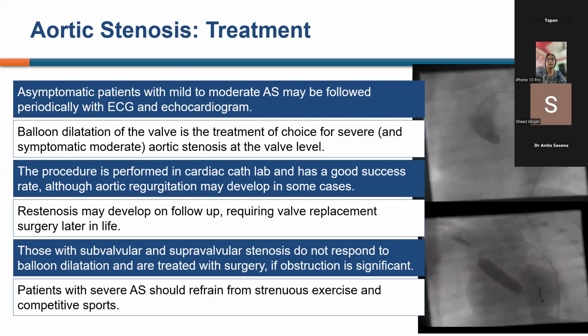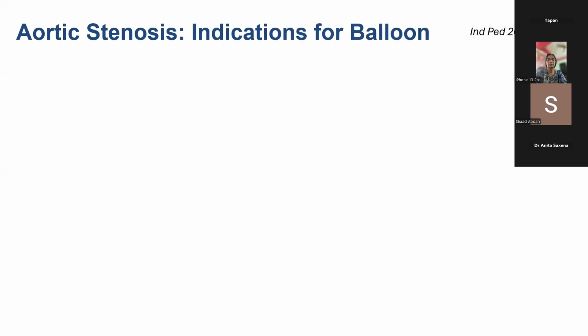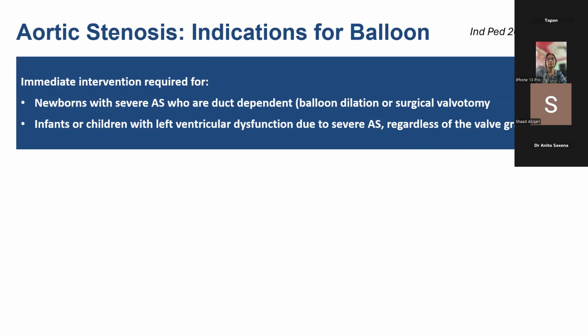Of course, those with subvalvular or supravalvular stenosis do not respond well to balloon, and they are best treated with surgery if the obstruction is significant or if there is aortic regurgitation. If you're not ballooning them, if you're not treating them, I think those with severe AS must refrain from strenuous exercise and competitive sports. And that kind of advice needs to be given to them when you're seeing them in the outpatient department. Again, we had written it up in Indian Pediatrics Journal in 2019.